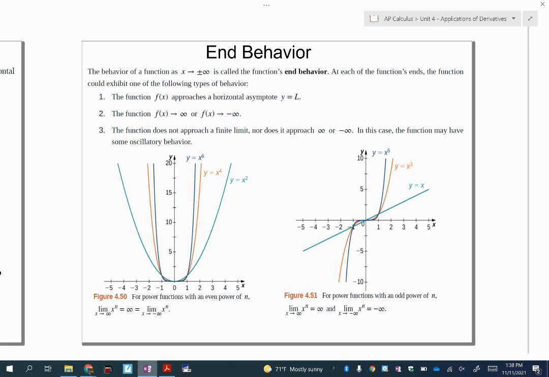With all of these problems, I'm just going to be using Desmos to help me look at the end behavior. But as we talked about in the first couple, your function f of x approaches a horizontal asymptote y equals L if x is approaching positive or negative infinity. The function could also approach infinity or negative infinity in the y value. And then, if the function does not approach a finite limit, nor does it approach infinity or negative infinity, the function is said to have oscillatory behavior.